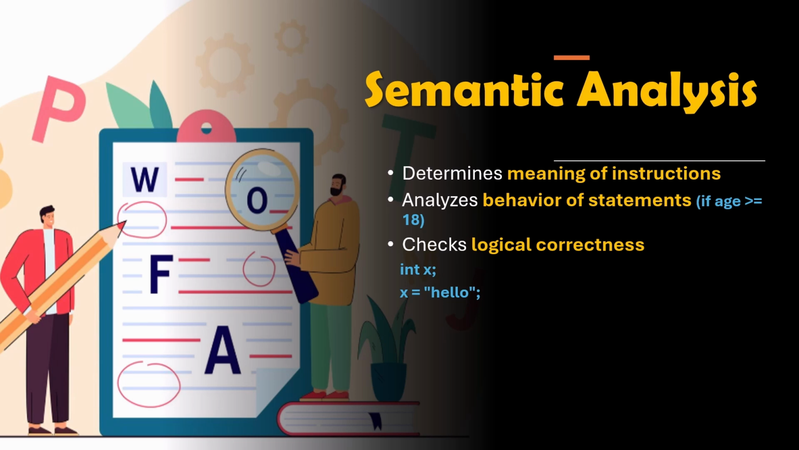So the parser accepts it as a valid statement structure. However, it is semantically incorrect because x is an integer variable and hello is a string. Assigning a string to an integer doesn't make logical sense. So this error is detected during semantic analysis, not syntax analysis.